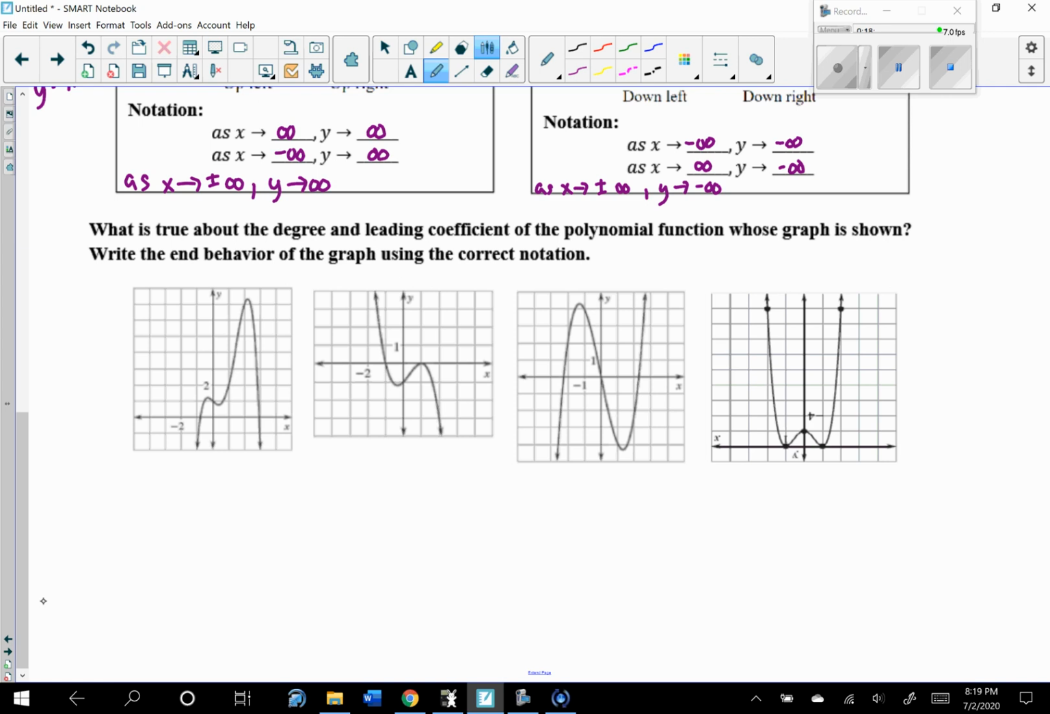So go ahead and take a moment to pause the video and do these on your own. When you're done, unpause and we'll take a look at it.